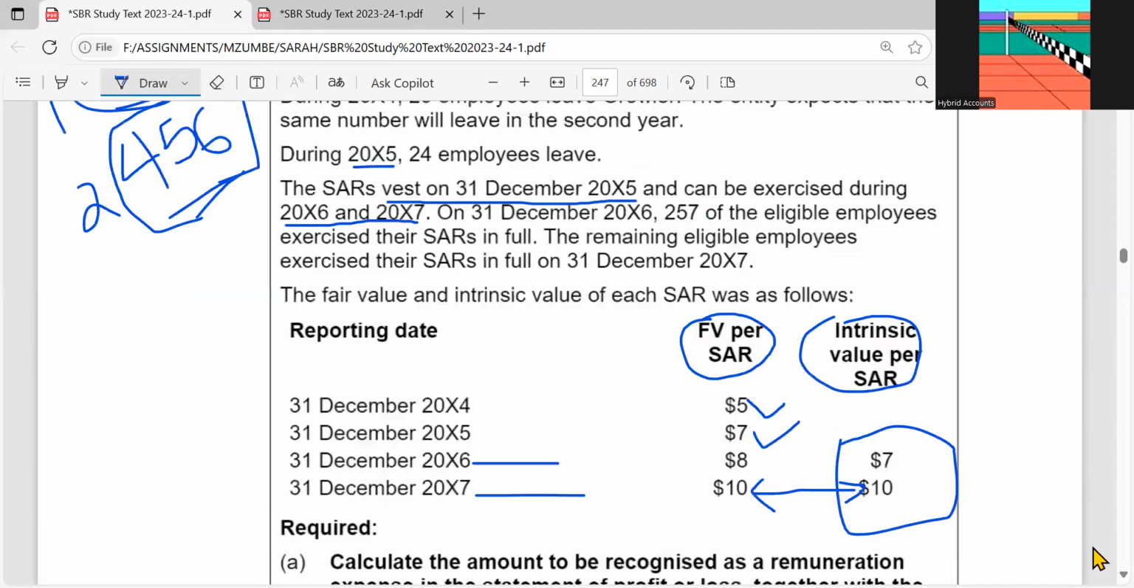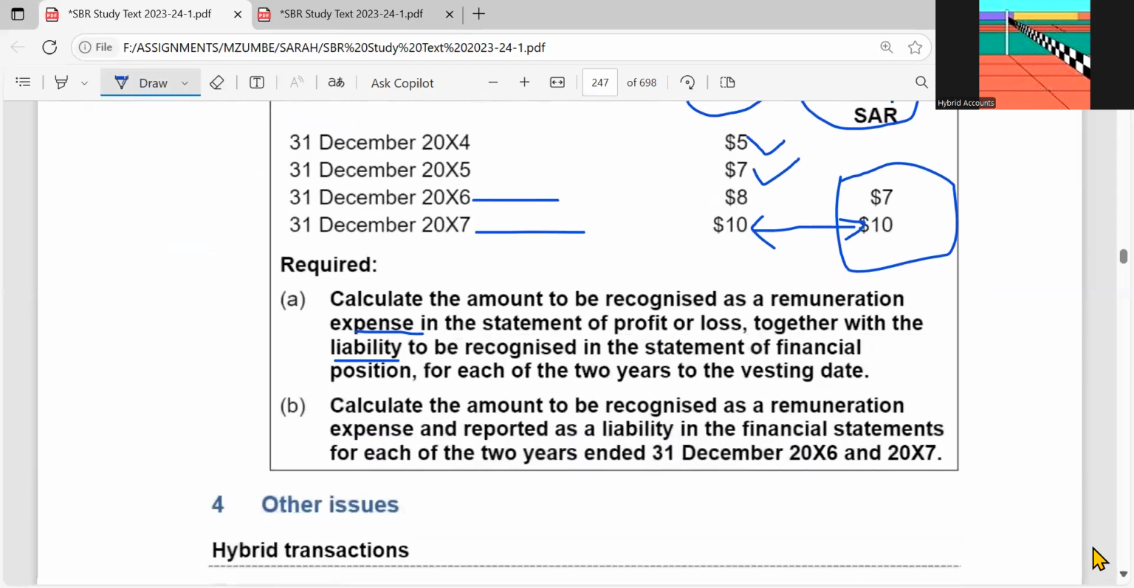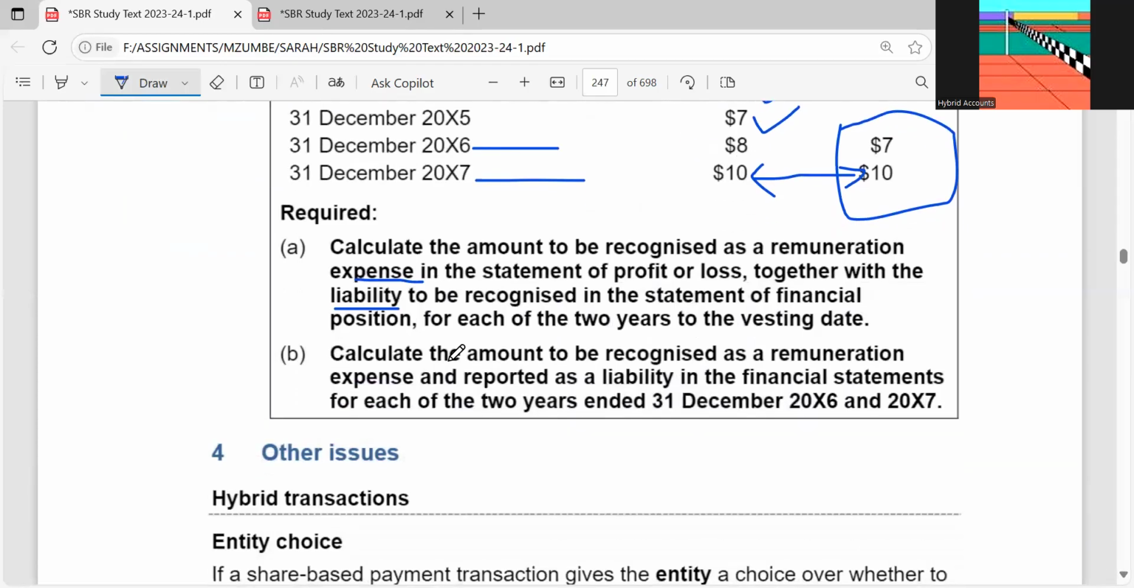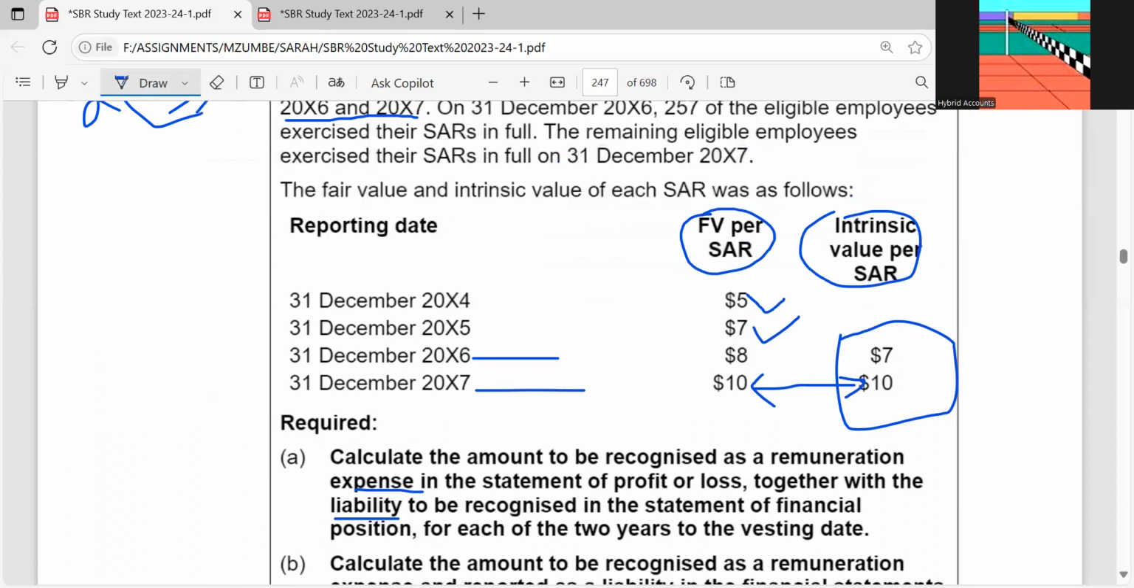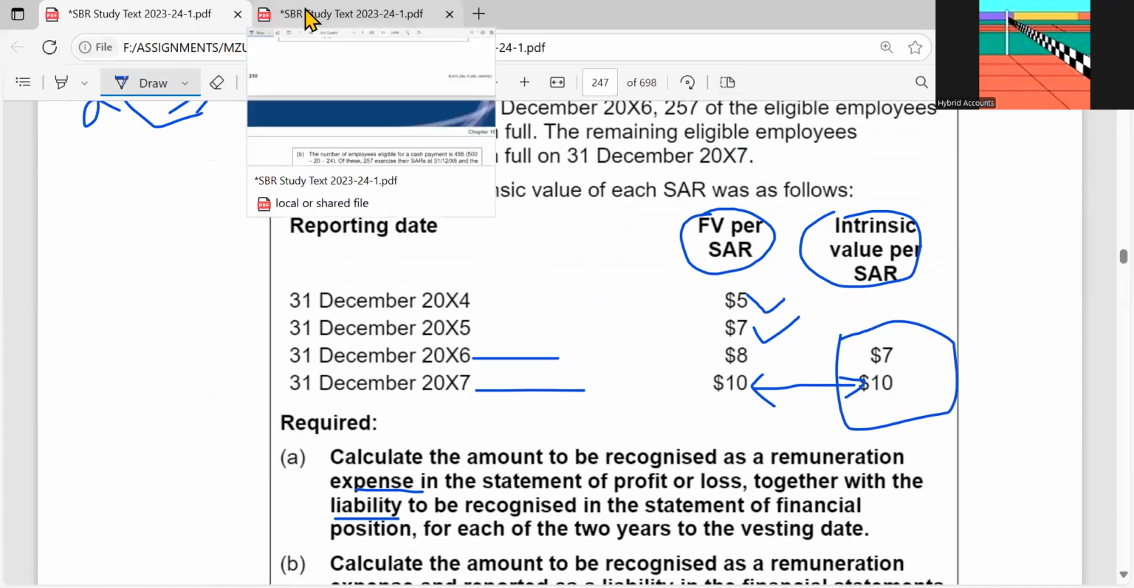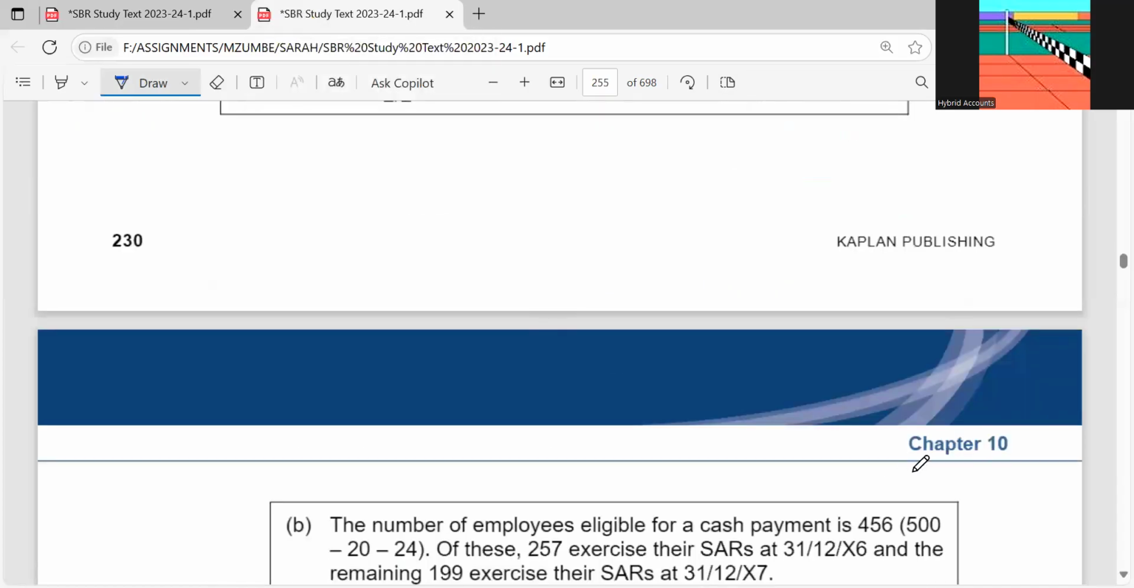Okay. Part 2 now, which is our main reason here, says calculate the amount to be recognized as a remuneration expense and reported as a liability in the financial statements for each of the 2 years, 20x6 and 20x7. Now note that 20x6 and 20x7 are the periods in which people can exercise their rights, right? The rights can be exercised. We say that the rights are exercised at what? At the intrinsic value. So that's what we're going to do.